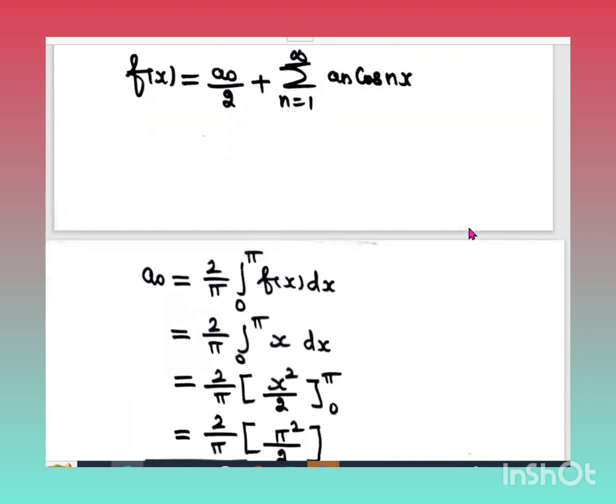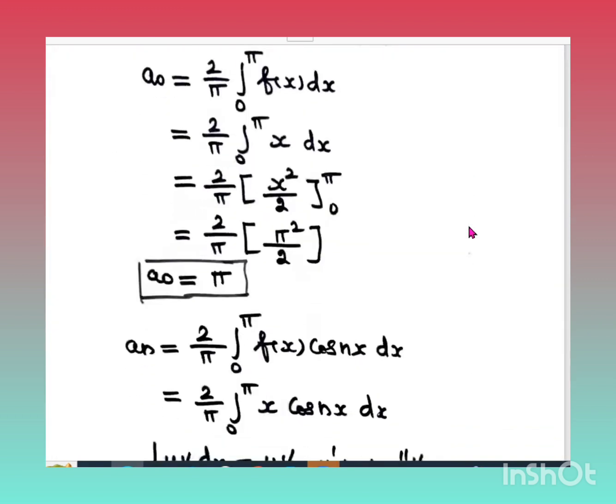So therefore a0 is equal to 2 divided by pi integral over the limit 0 to pi f of x dx, which is equal to 2 divided by pi integral 0 to pi x dx. If you integrate it, x square by 2, the limit is 0 to pi. For x you have to apply the value of pi. So 2 divided by pi, pi square by 2. The 2 divided by 2 cancels, pi square divided by pi will be pi. So a0 value is equal to pi.